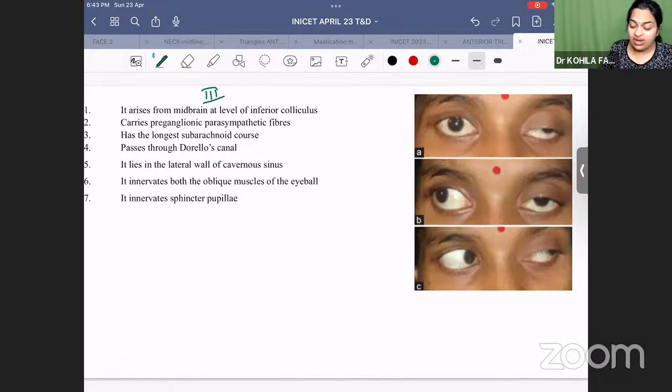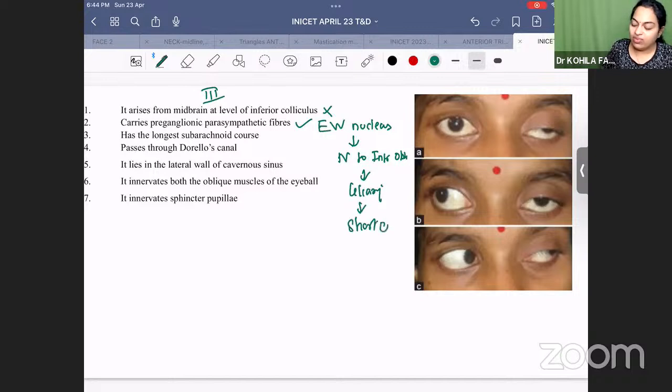The third cranial nerve arises from the level of the superior colliculus, right? Of course, it carries preganglionic parasympathetic fibers from the Edinger-Westphal nucleus. Through which nerve does it branch? It passes through the nerve to inferior oblique. What is the ganglion there? Ciliary ganglion. What are the postganglionic fibers called? Short ciliary nerves, that supply the ciliaris and sphincter pupillae muscles, right?